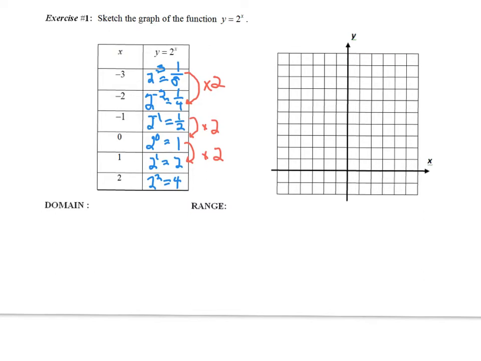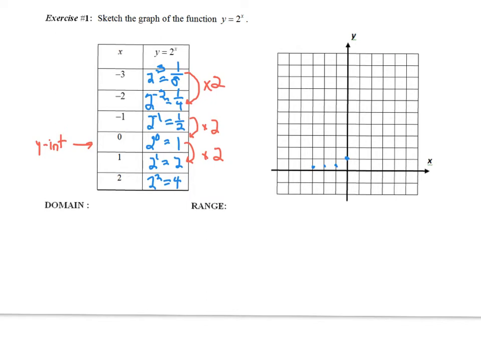Now go ahead and plot these points on the grid that you've been given. So -3 would be really close to the x-axis because its value is 1/8. -2, 1/4. -1, 1/2. 0, 1, so I can see that that's going to be my point that is the y-intercept, so I'm going to mark that on my table. That's the point where I'm crossing the y-axis.